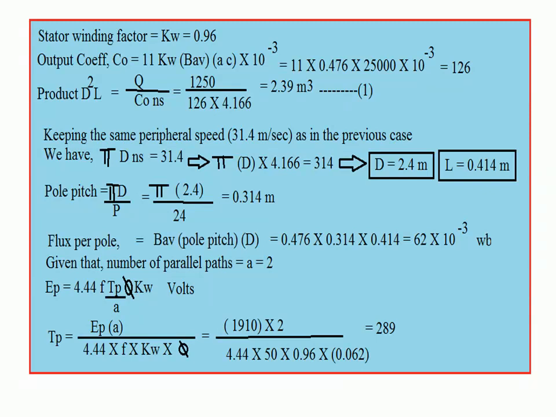Pole pitch equal to pi d by P, 0.314 meters. Flux per pole equal to B average into pole pitch into length. For second alternator, number of parallel paths equal to 2. Hence in EMF equation, Tp by a we have to consider. Hence Tp also changes. Number of turns per phase Tp equal to Ep into a divided by 4.44 f Kw into flux. We are going to get around 289.